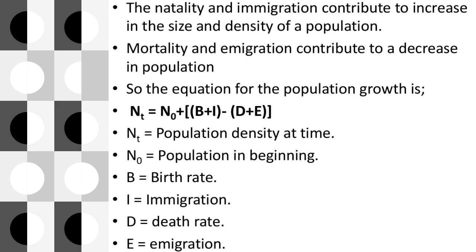So the equation for population growth is Nt equals N0 plus B plus I minus D plus E. Nt is the population density at time t, N0 is the population in the beginning, B is the birth rate, I is the immigration, D is the death rate, and E is the emigration.